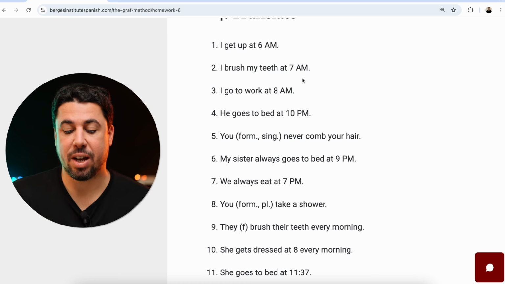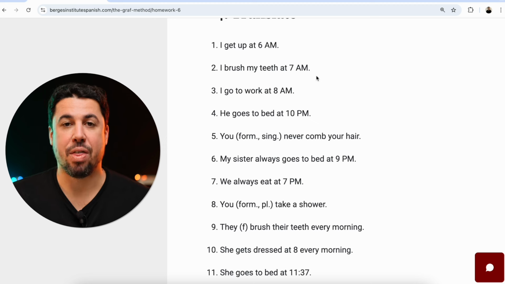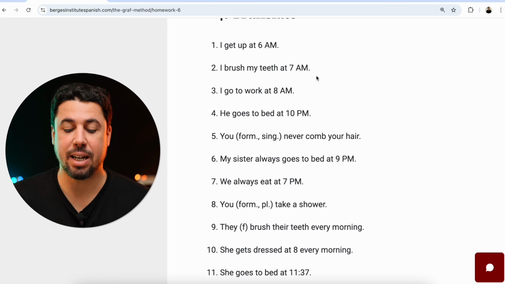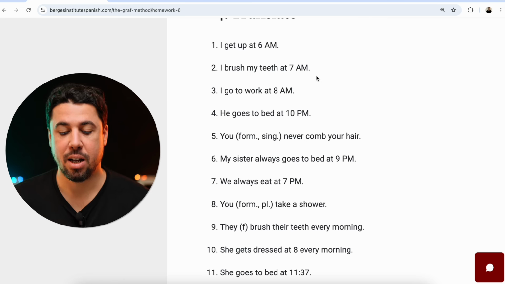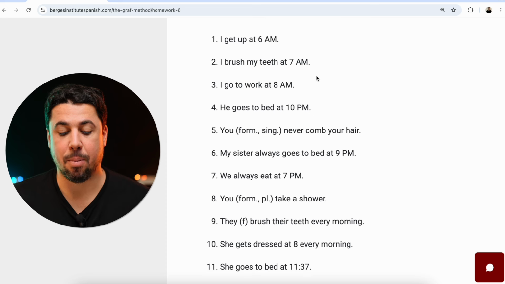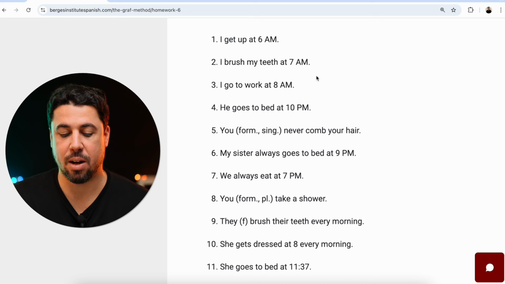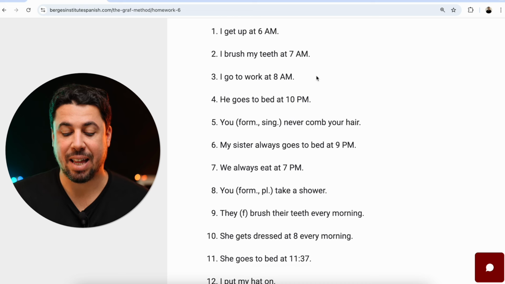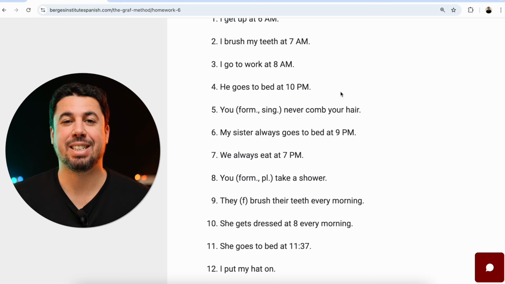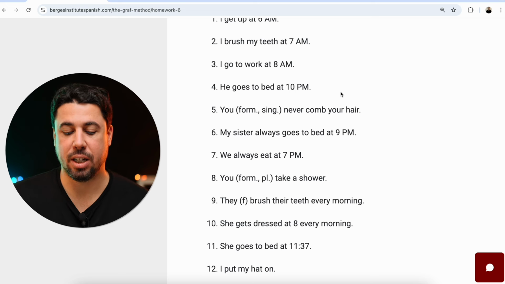I brush my teeth at 7 a.m. Me cepillo los dientes. Again, I'm saying los dientes and not mis dientes. So, me cepillo los dientes a las 7 de la mañana. I go to work at 8 a.m. This one is not reflexive. Voy al trabajo a las 8 de la mañana. He goes to bed at 10 p.m. Él se acuesta a las 10 de la noche.